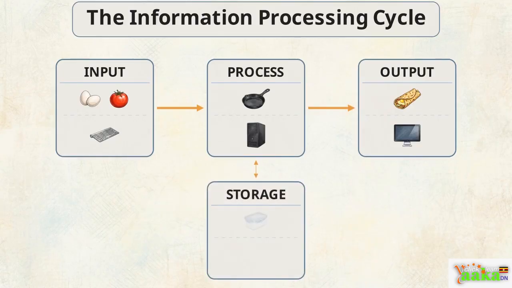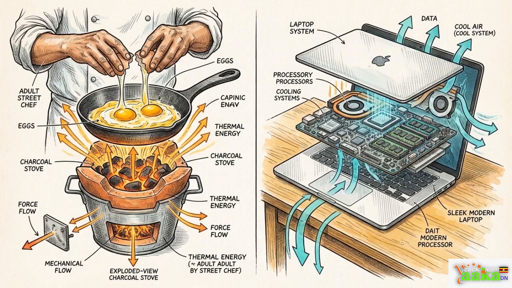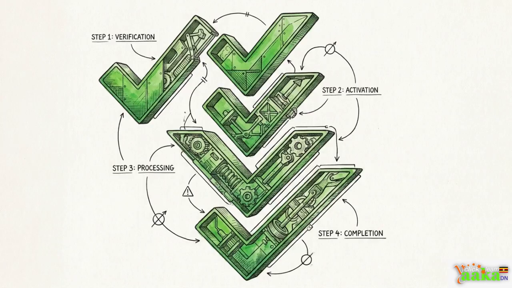If the chef has extra chapatis, they keep them in a safe covered container for tomorrow. In ICT, this means saving your work on a flash drive or in the phone's memory so you can use it again later. Whether you are cooking on the street or using a high-tech computer, every successful system relies on this same cycle: input, process, output, and storage.